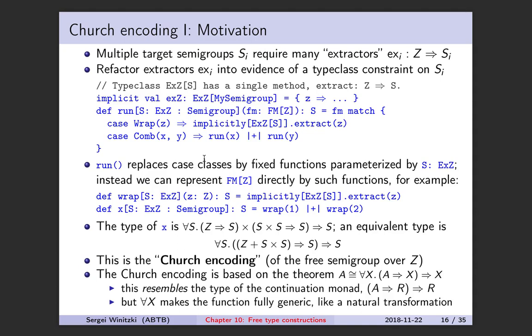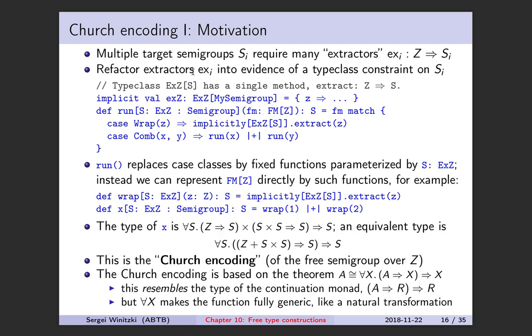If we need to map a free semigroup into multiple target semigroups, say S1, S2, and so on, then it would require many extractor functions with this type signature. Each extractor function will have to convert the generating element Z of the free semigroup into a specific semigroup S1, S2, and so on.